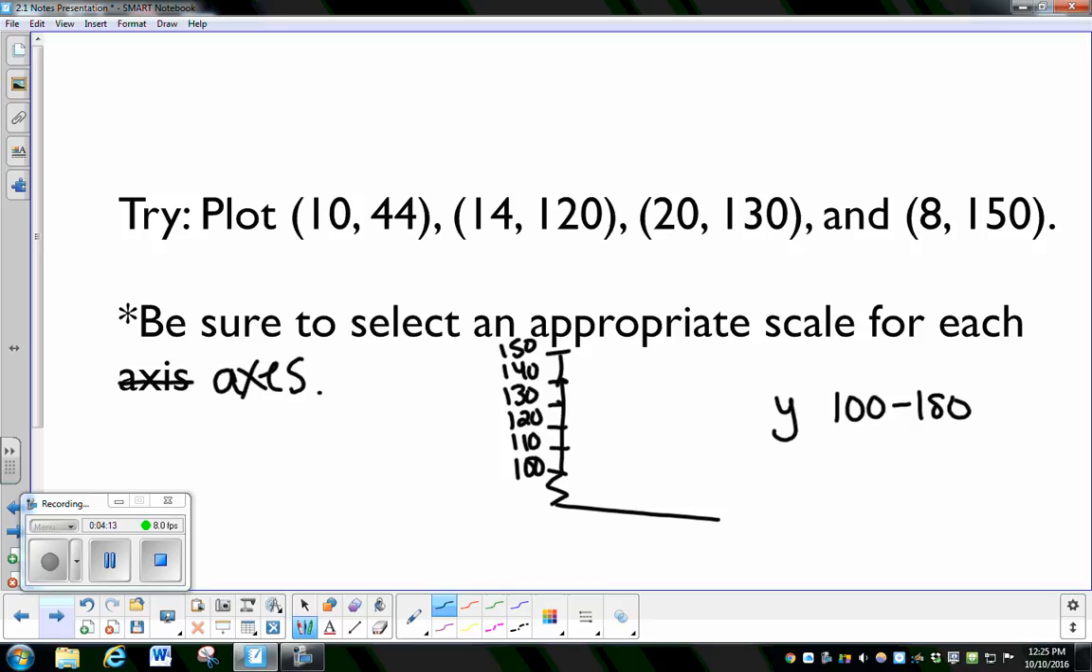Just make sure that if you're going by 1s on an axis, you have to go by 1s the entire time. So go ahead and pause and try plotting those 4 points on a graph for me. I'm going to have someone show theirs to the class on the document camera tomorrow.